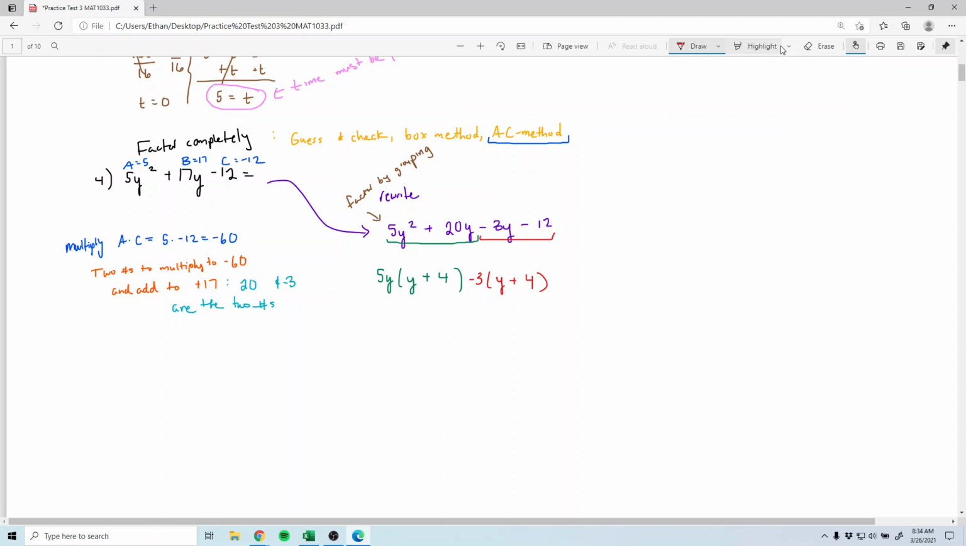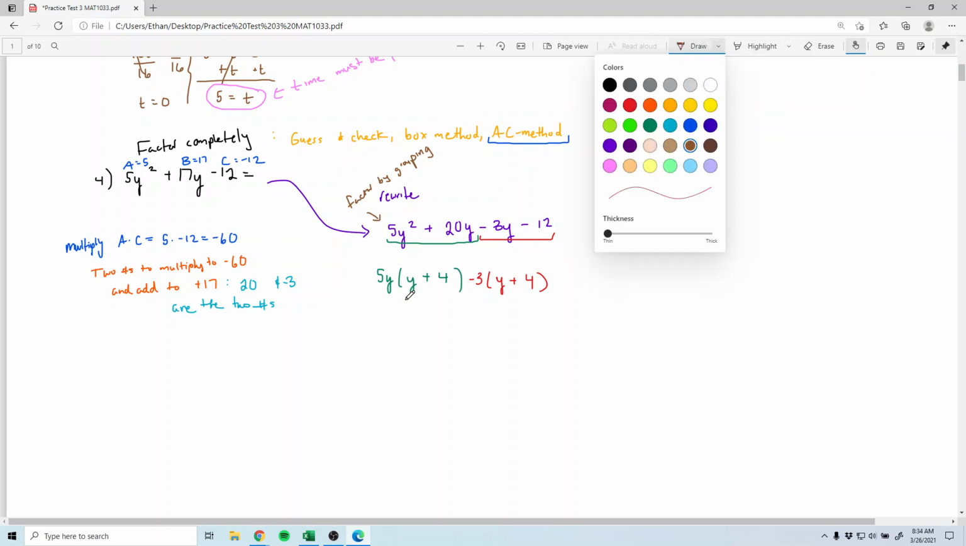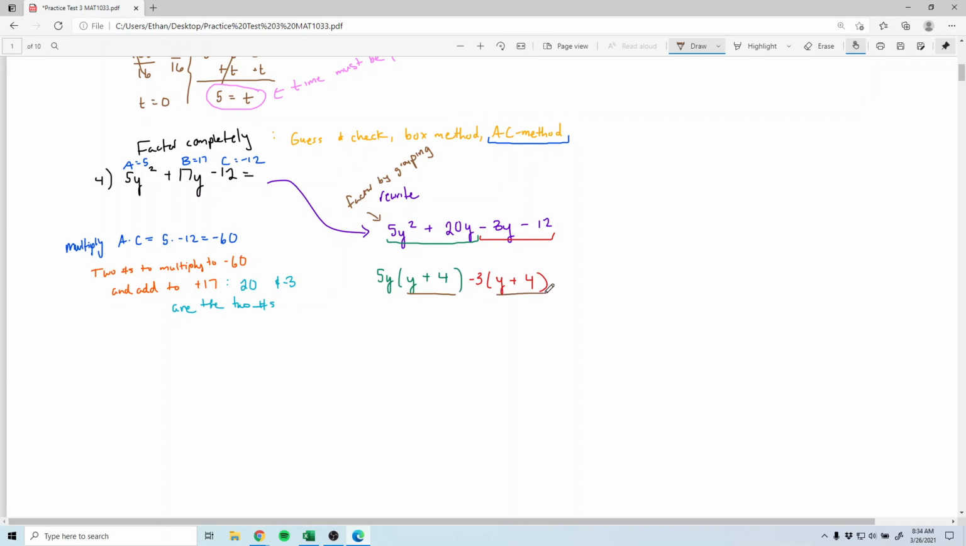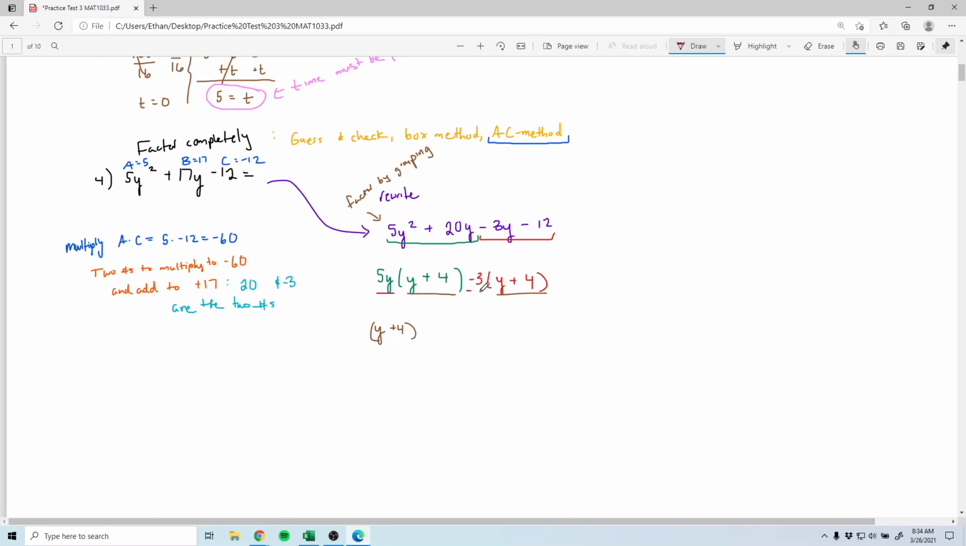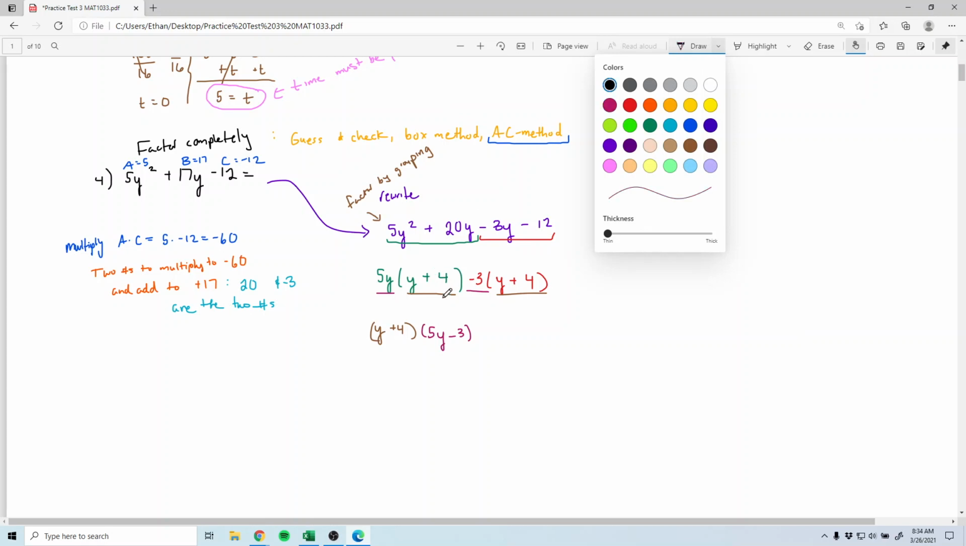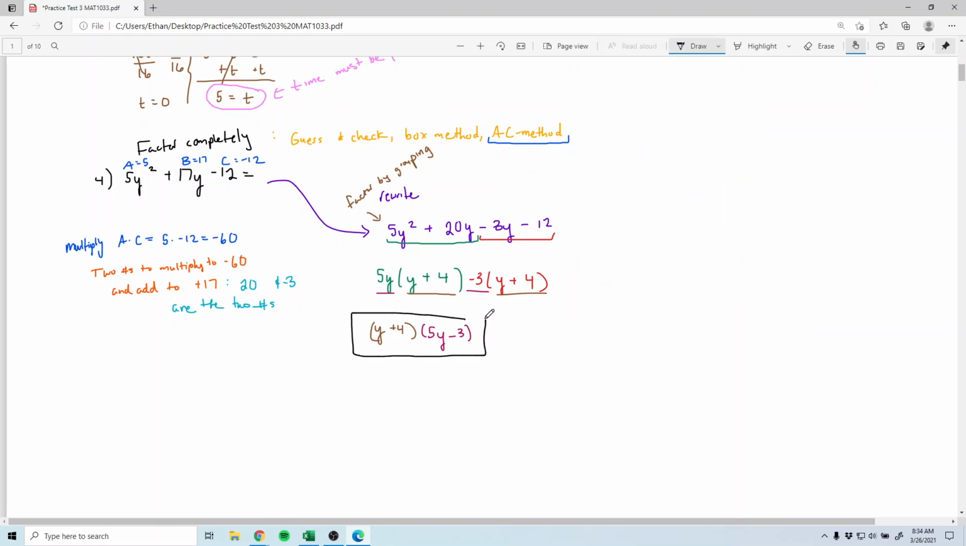All right, but we're here, and just like last time when we factored by grouping, once you're here, as long as you have the same factor inside, which we do, y plus 4, we take that one out. And then the other factor is what's out front, 5y minus 3. And that would be our factoring.